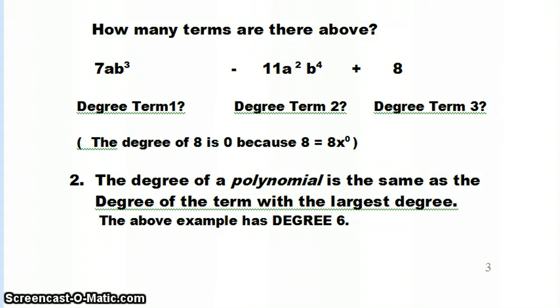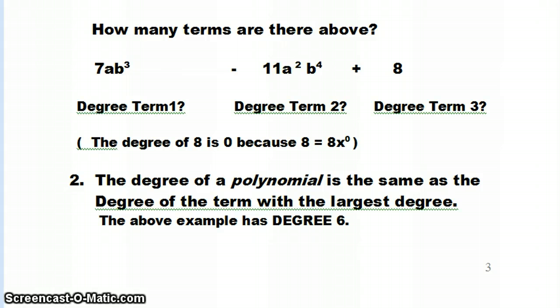The degree of an entire polynomial is going to be the same as the degree of the term that has the largest degree. So in the example above, the degree of the first term was 4, the degree of the second term was 6, the degree of the third term was 0. The largest of all those numbers is 6, so that makes the degree of the polynomial 6.